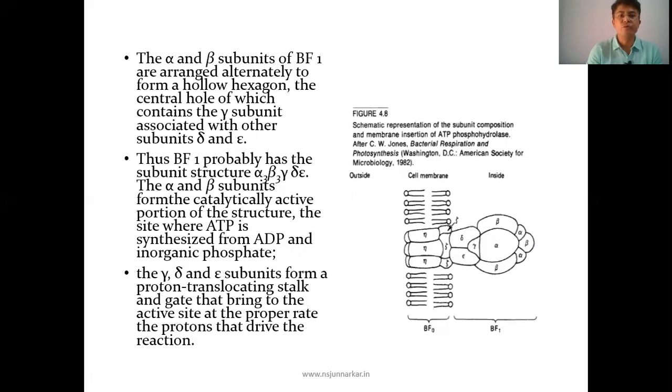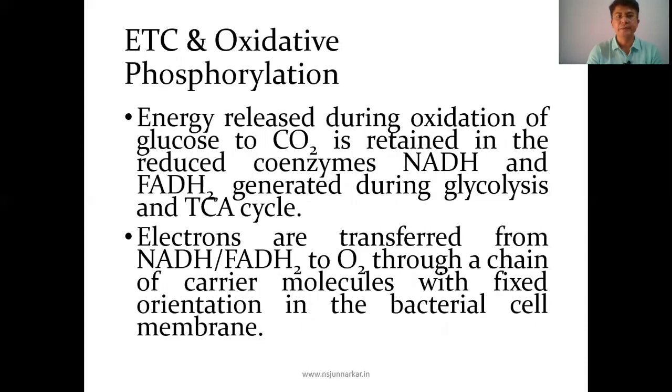Thus, BF1 probably has the subunit structure alpha 3, beta 3, gamma, delta, epsilon. The alpha and beta subunits form the catalytically active portion of the structure, the site where ATP is synthesized from ADP and inorganic phosphate. The gamma, delta, and epsilon subunits form a proton translocating stalk and gate that bring to the active site at the proper rate the protons that drive the reaction.